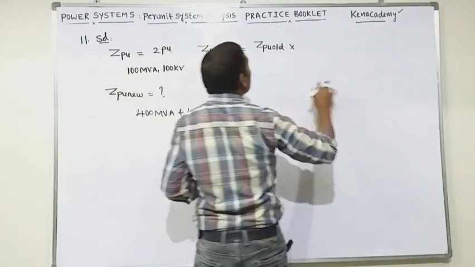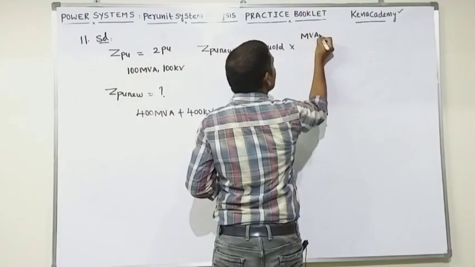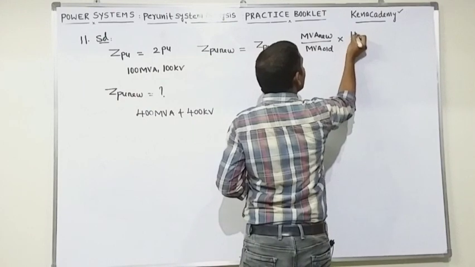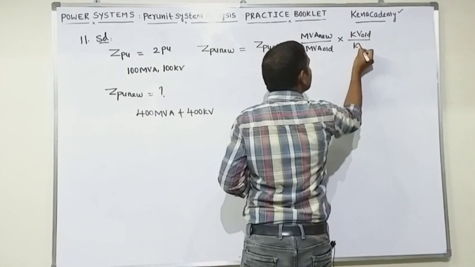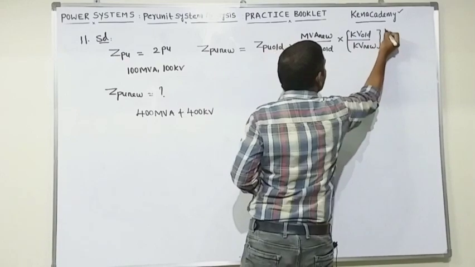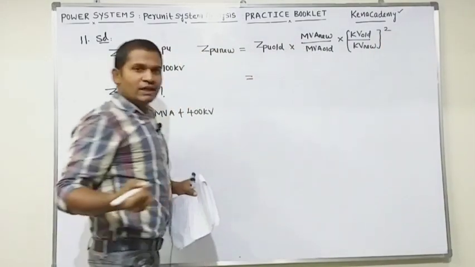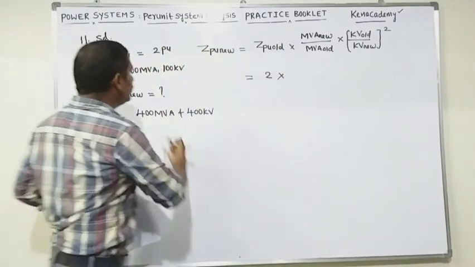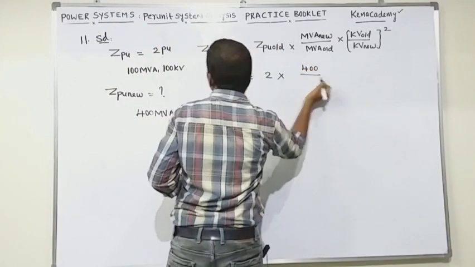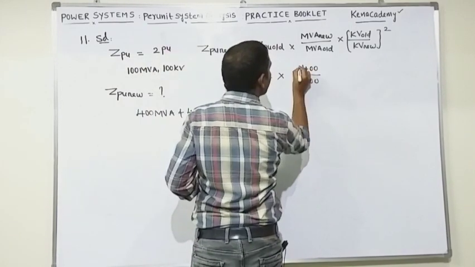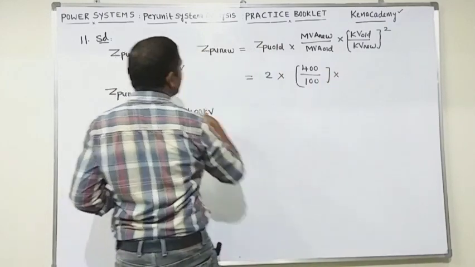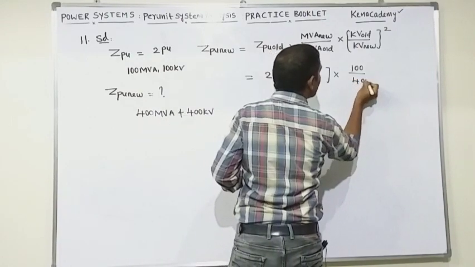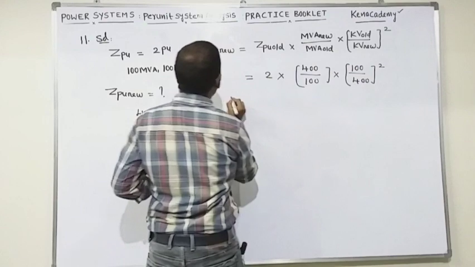Then Z per unit new equals Z per unit old into MVA new by MVA old into kV old by kV new whole square. What is the Z per unit old? 2 per unit. What is the MVA new? 400. What is the MVA old? 100. What is the kV old? 100. What is the kV new, students? 400, whole square.